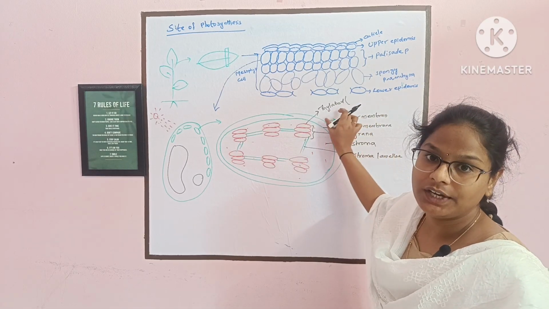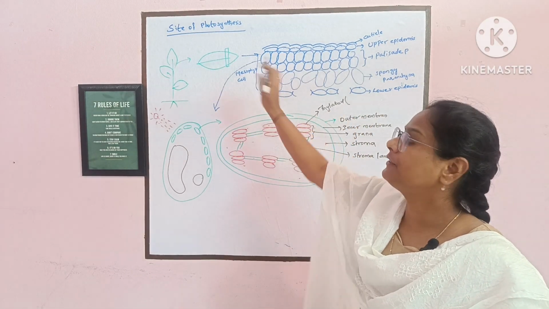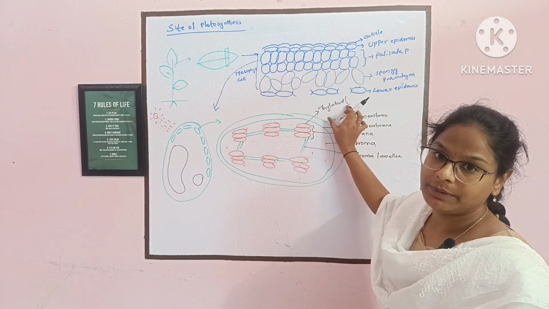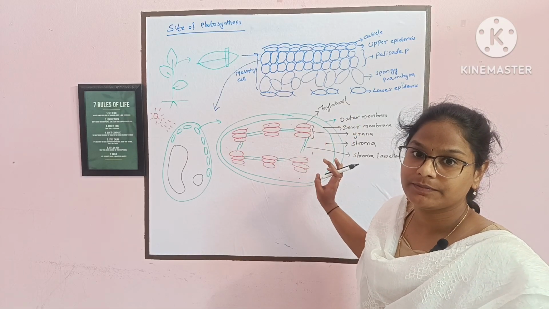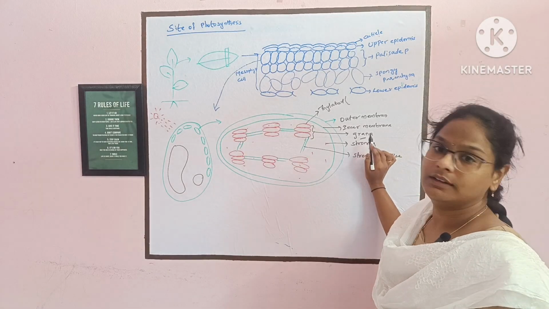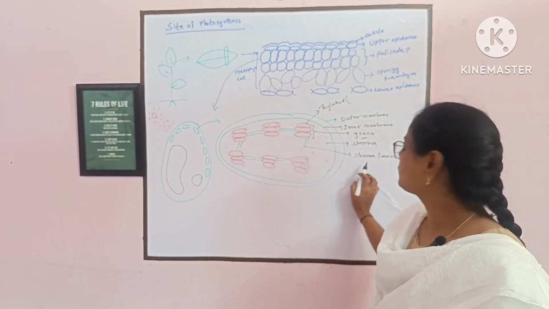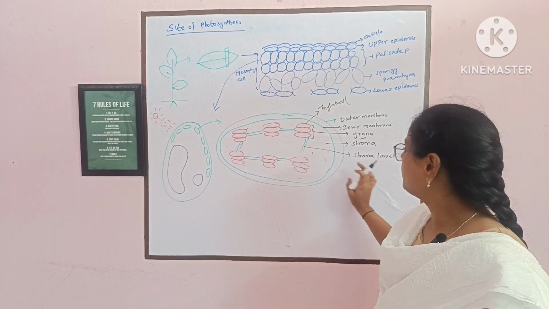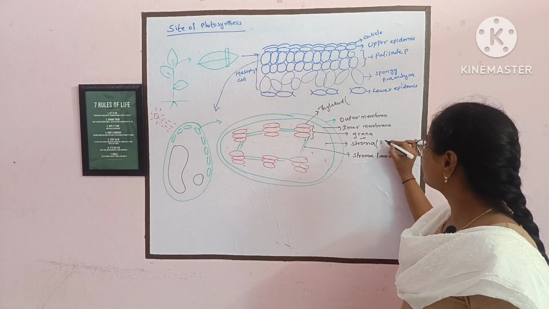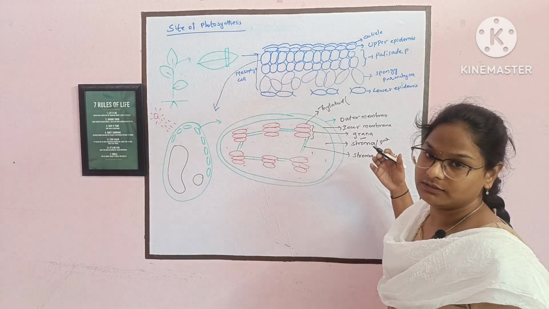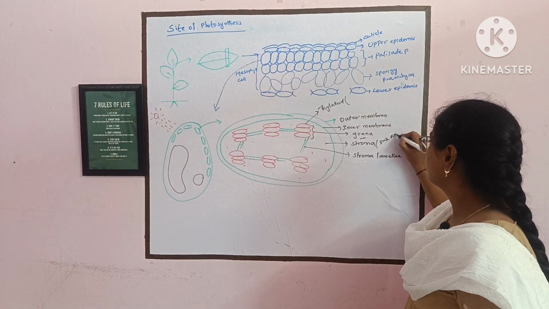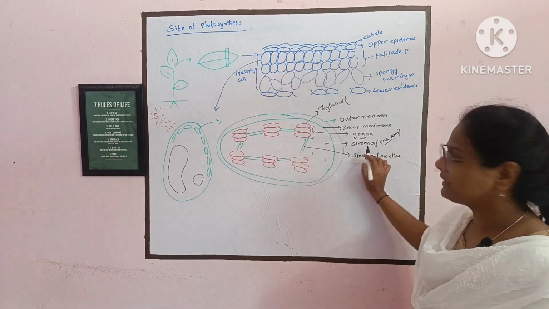Upon the membrane of thylakoid, pigments are present which are responsible for the process of photosynthesis. The thylakoid membrane is where the light reaction is going to take place. Clear? Now a pile of thylakoids forms grana, and grana are connected by stroma lamellae. Now inside there is a jelly-like substance called stroma. This is very important, where the dark reaction is going to take place. Let me tell you shortly what is light reaction and what is dark reaction.